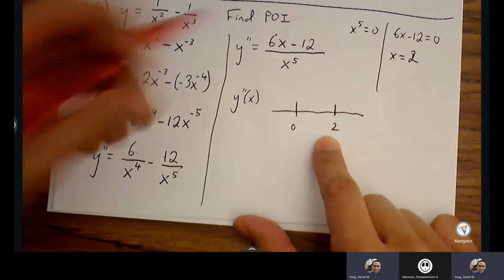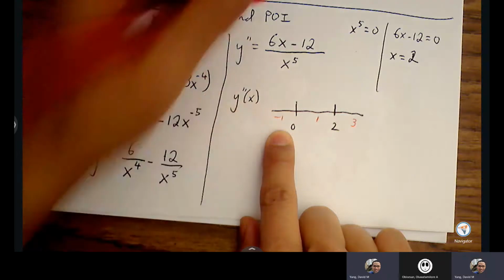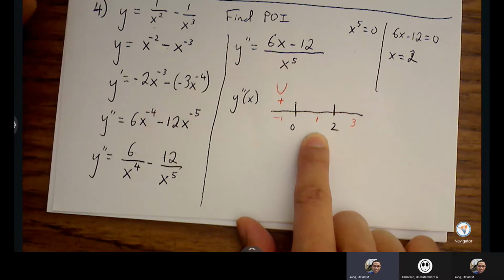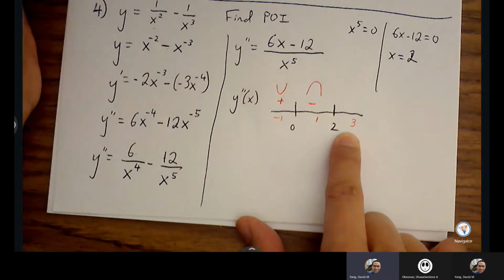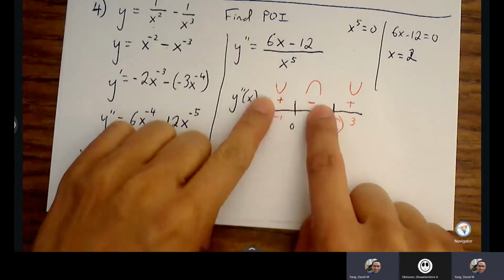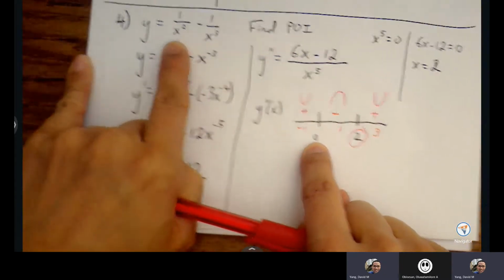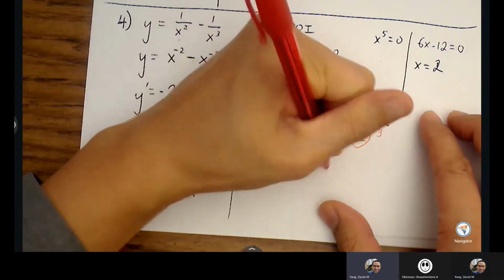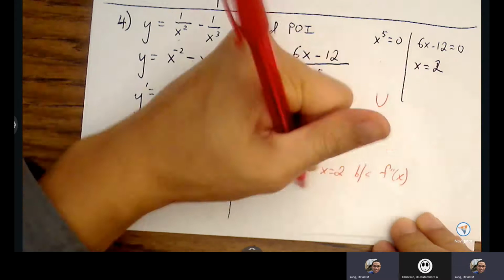So negative over negative is positive. So 6 minus 12 is negative over positive, which is negative. And then 3, I get positive over positive, which is positive. Yeah, so we got to be careful here. Even though there's a change in sign, 0 is not going to be a valid point of inflection because it doesn't exist. It's part of a vertical asymptote. So POI only at 2, because our second derivative changes signs.